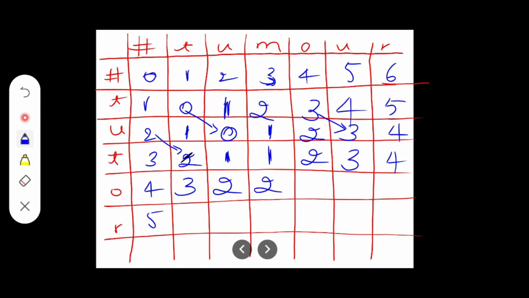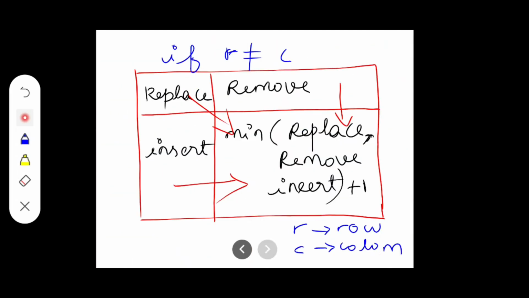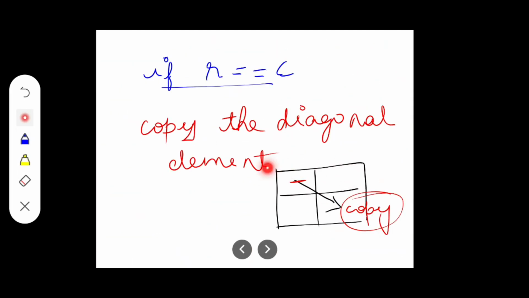Okay, and then next, compare this O. O is equal to O, right? So O is equal to O. If it is equal, what do we have to do? We have to copy the diagonal element of that set.